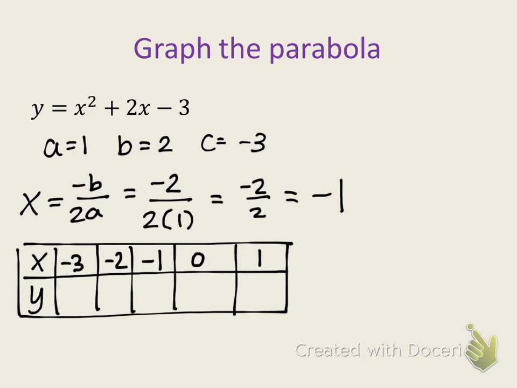You're going to plug in 0 for negative 3, negative 3 for negative 2, negative 4, then I just repeat, negative 3, 0. Okay? All right, so now we just have to graph.